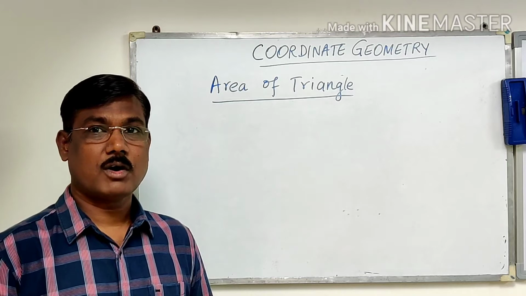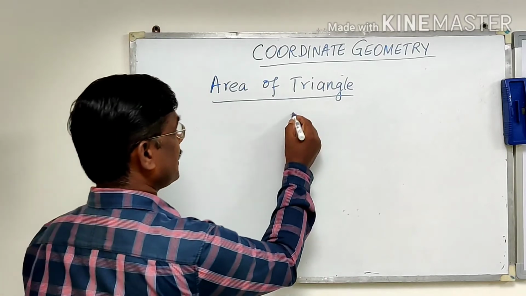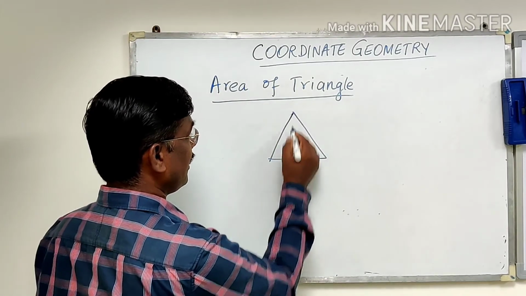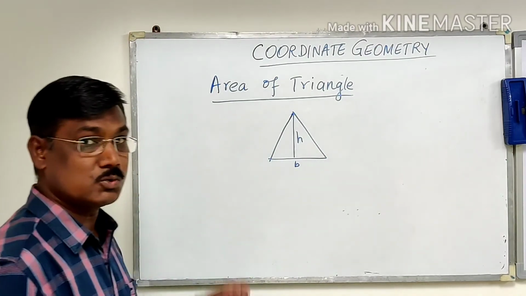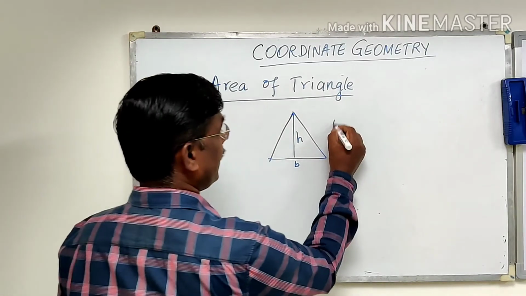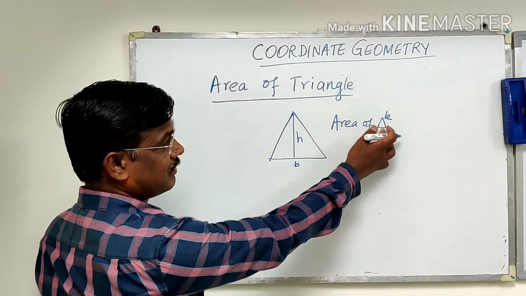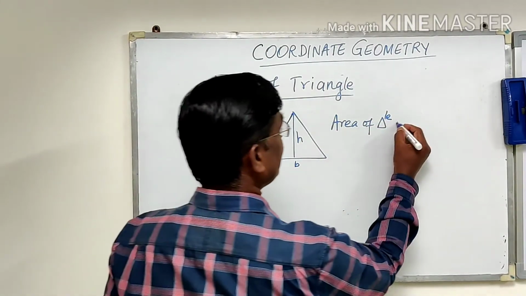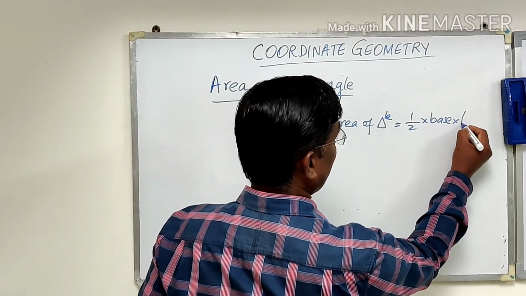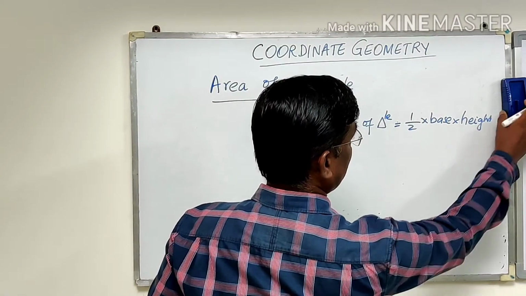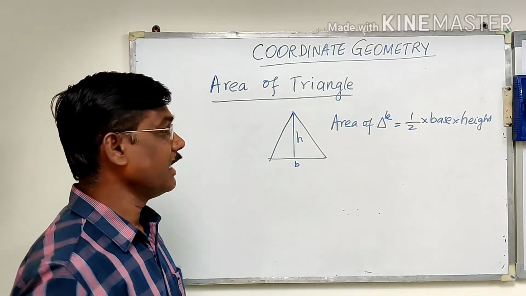You know the formula for finding the area of a triangle. One is a very simple formula. Suppose this is a triangle having height h and base b. If these two values are given, then area of triangle, I am writing the triangle symbol for short form, is half into base into height, right? This is one formula for finding the area of a triangle.